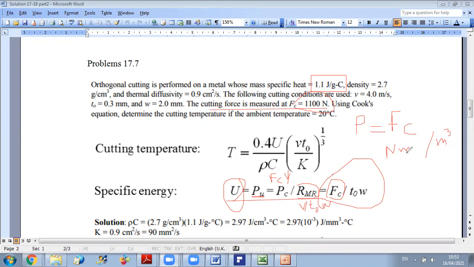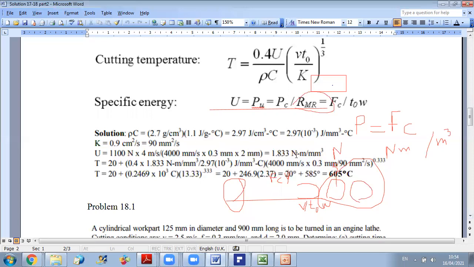Okay, so I can do this here because I have already my force in Newton. And to have the unit Newton per meter square, meter over meter cube will give you meter square. I can put T0 and omega in meter. Or you can play with units as you want. Just make sure to have the same units for U and for the other term, which is rho C.